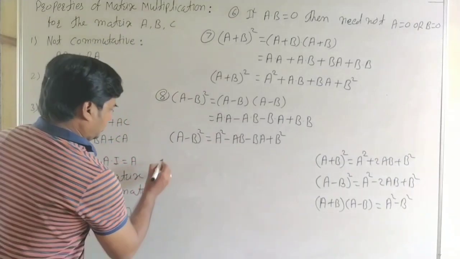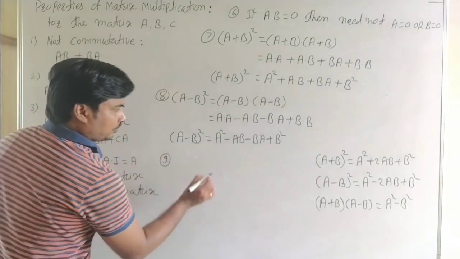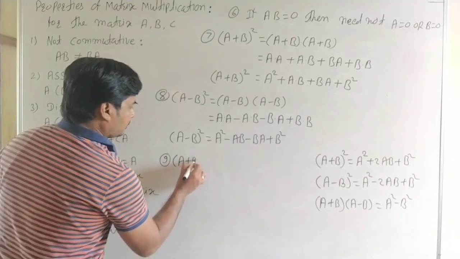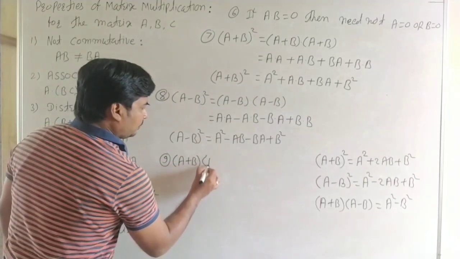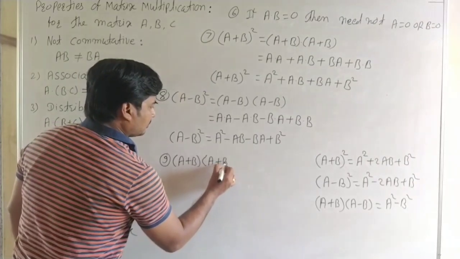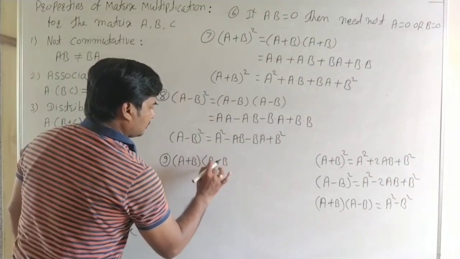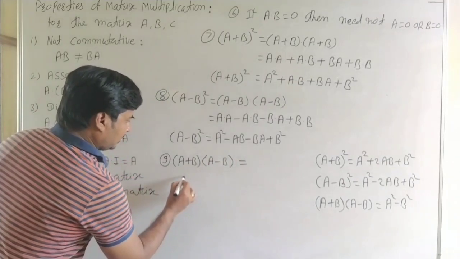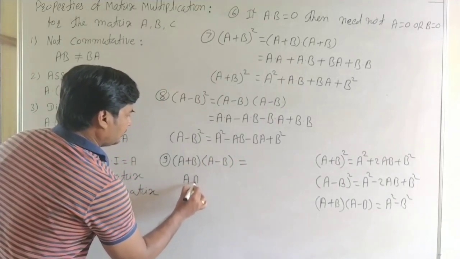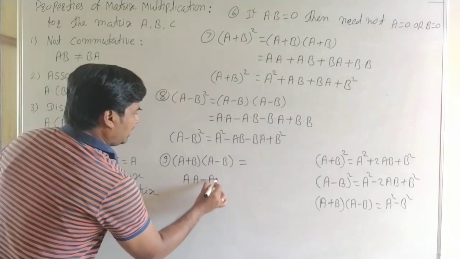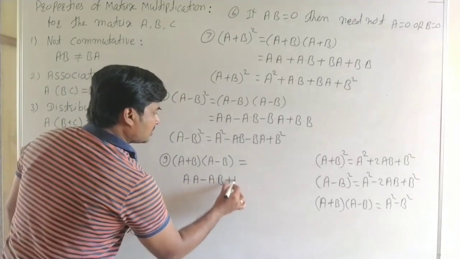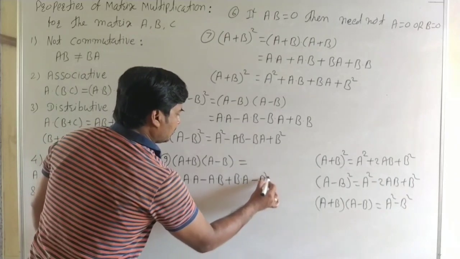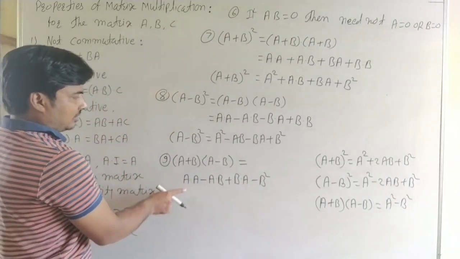Now we see the third result. We can take here the ninth number: (A+B) into (A−B). See carefully, this can be written as A into A minus A into B plus B into A and minus B². Here is the value of this.